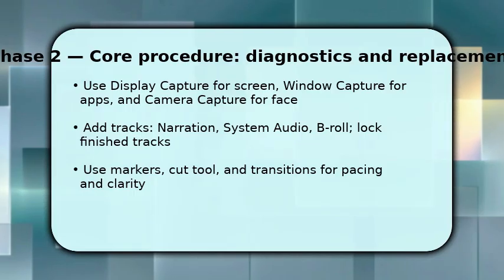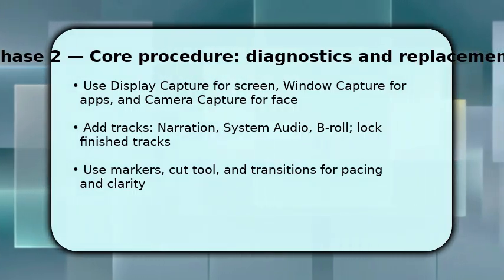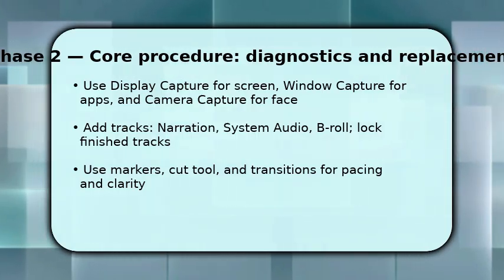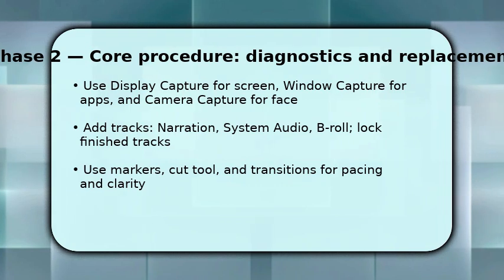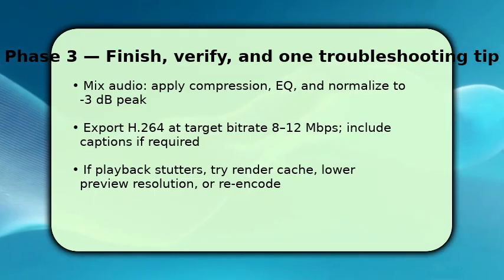When assembling, cut smartly, apply brief transitions for flow, and adjust gain versus clip level to balance voice against system sounds. Keep clips organized in labeled bins. Finish by mixing and exporting. Compress and EQ your voice so it sits above system sounds, normalize peaks to about -3 dB, and listen critically.